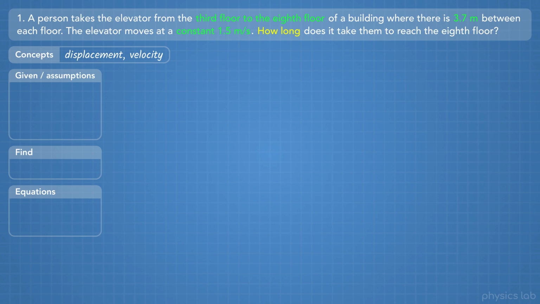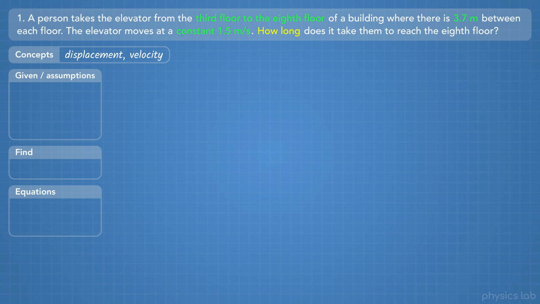A person takes the elevator from the third floor to the 8th floor of a building where there is 3.7 meters between each floor. So this elevator is moving upwards, and the third floor and the 8th floor are probably important, and we get a number for the distance between each floor. So we could probably figure out how far the elevator moves.